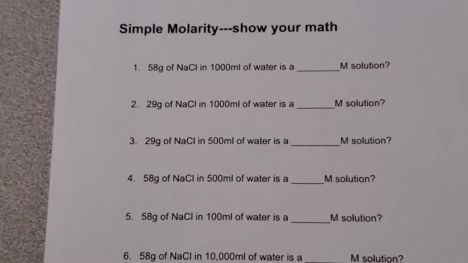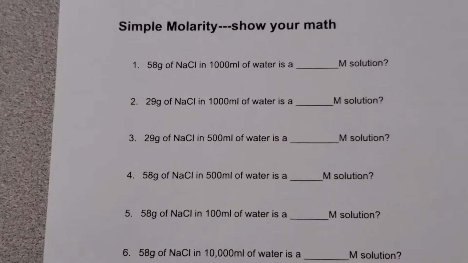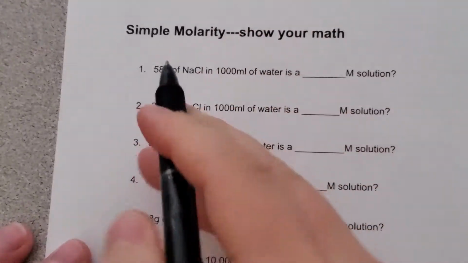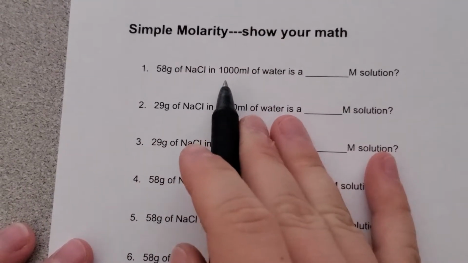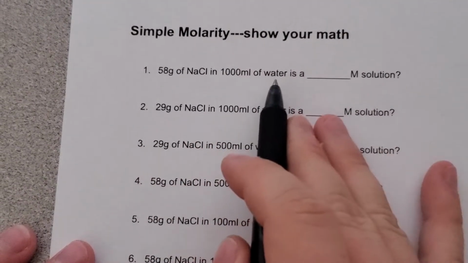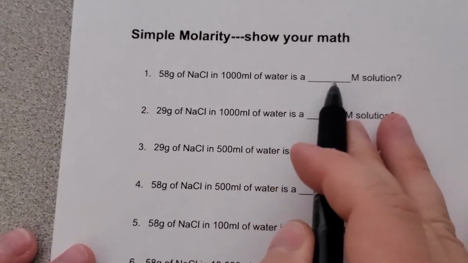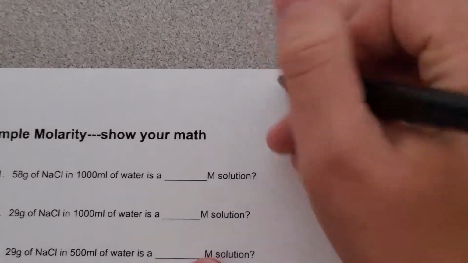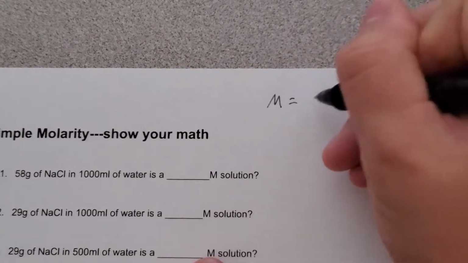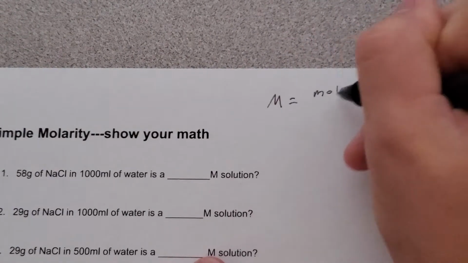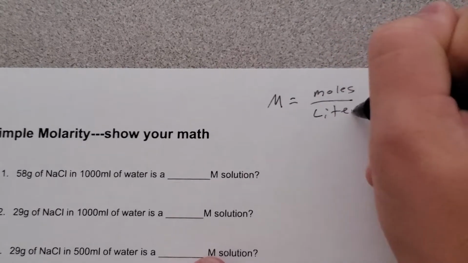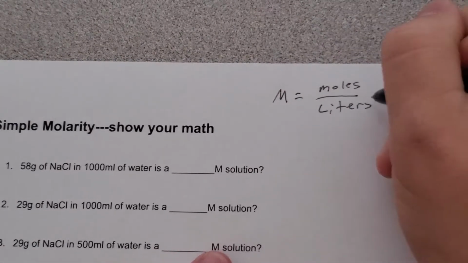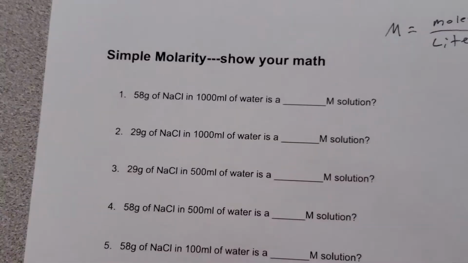All right, let's check this out and let's get these answers real quick. 58 grams of NaCl in 100 milliliters of water is a blank molar solution. Remember, molarity, or capital M, is just equal to moles over liters. That's it. So that's what we're going to be doing here.